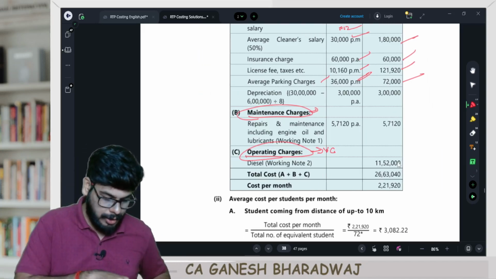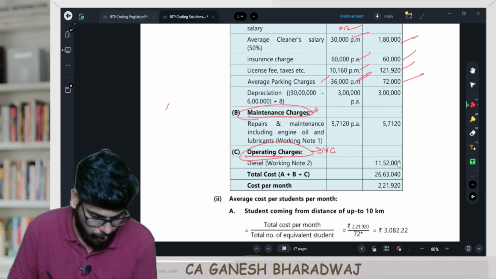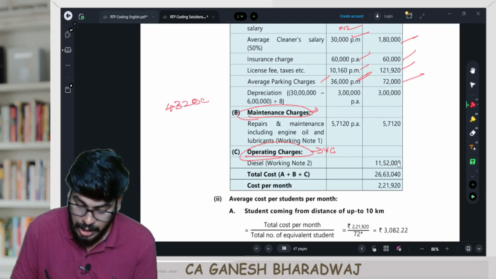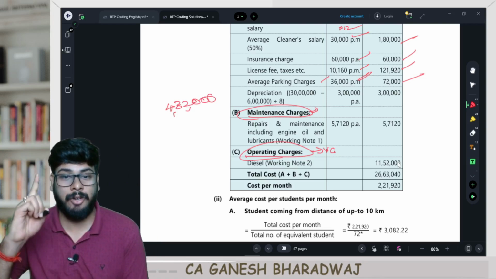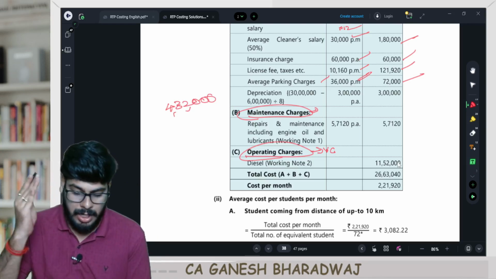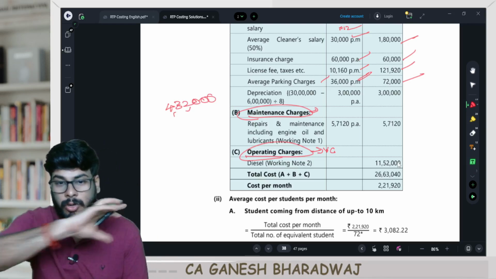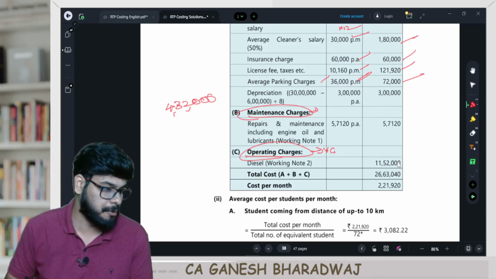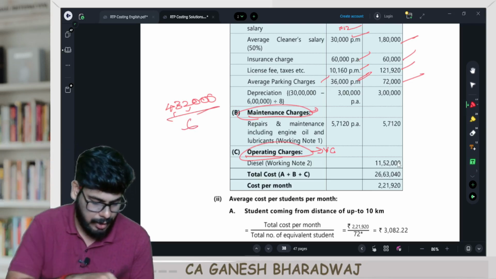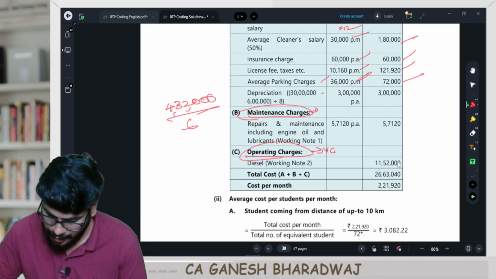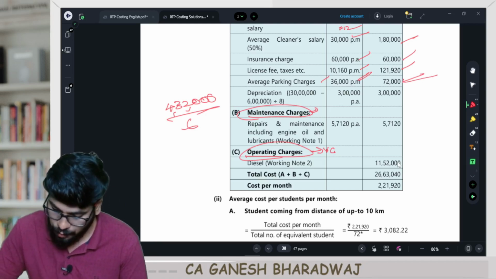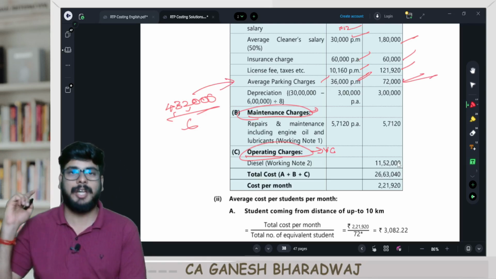Okay, so it's going to be 36,000 into 12. How much is that going to be? 4,32,000. Now, if you read the question carefully, they have not given per bus. It means this 4,32,000 is the total parking cost for all the 6 buses put together. So you divide it by 6. How much do you get? 72,000 rupees, right? That's how they have arrived at the parking charges. Are you clear with this?